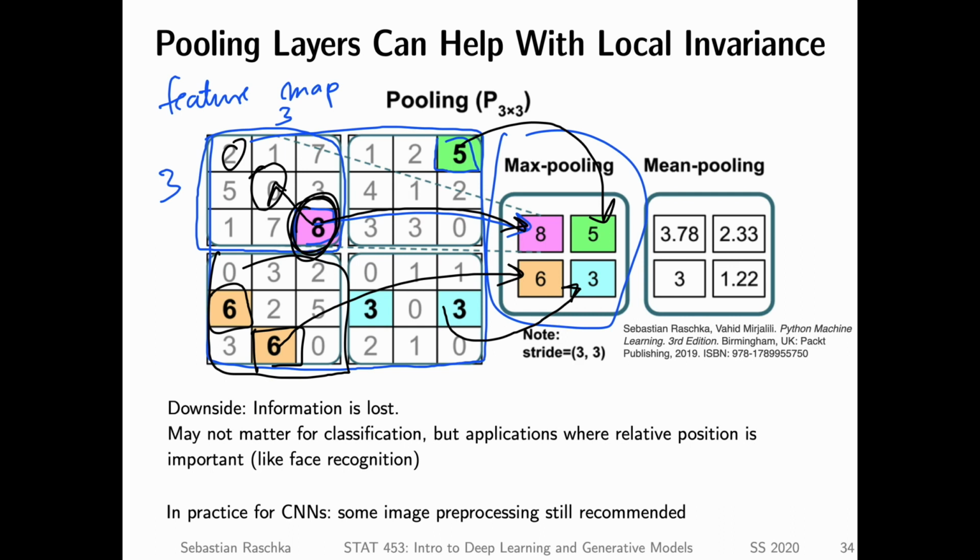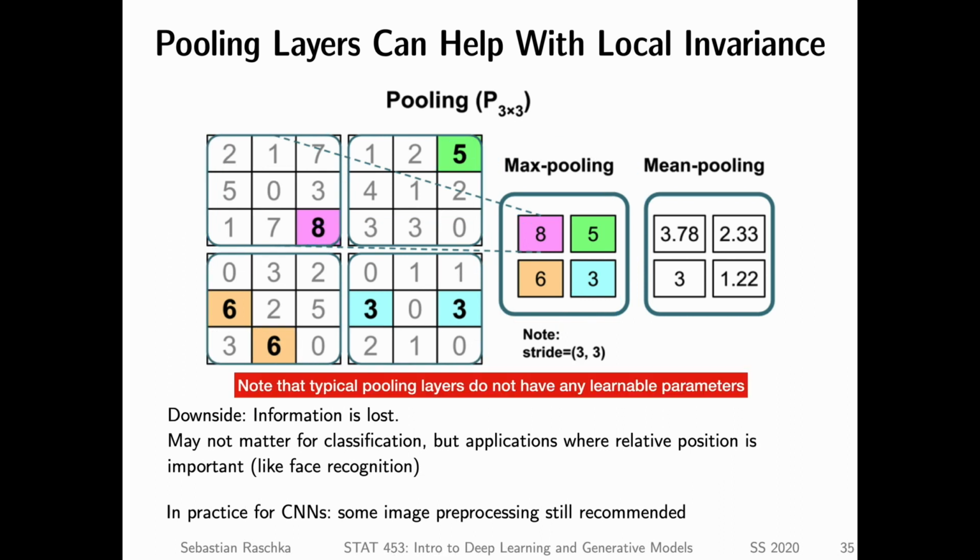But this is something we will talk about in part 2 when we talk more about particular architectures. So pooling traditionally has really helped with making convolutional networks perform better. But I would still recommend that you perform some image processing. If you can do some image processing, that's usually always beneficial, especially if you have a small training data set.